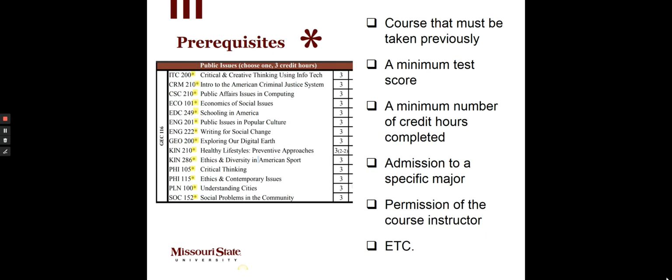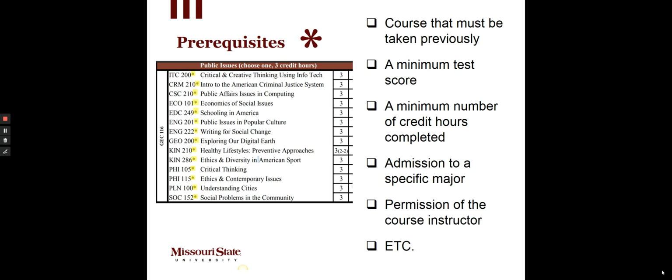You'll notice in many of the boxes, the courses have an asterisk next to them. Public issues box, every single course has an asterisk next to it. And that asterisk indicates that the course has a prerequisite. Prerequisites come in many different shapes and sizes.